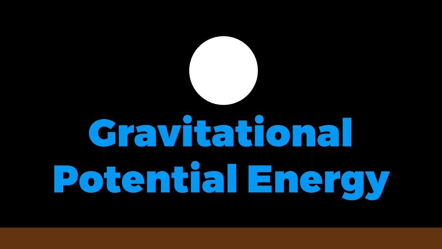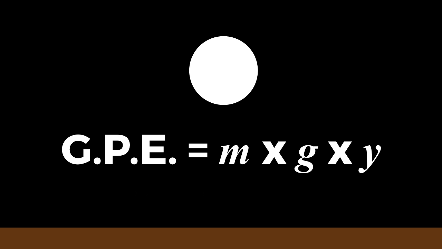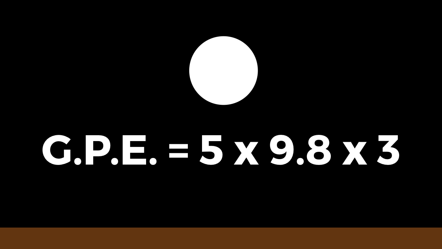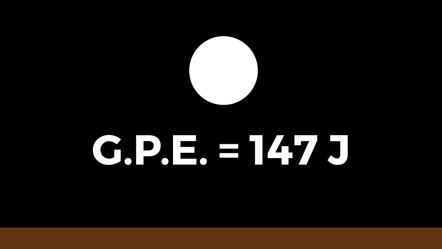And gravitational potential energy, also known as GPE, can be calculated with this simple formula. It's just the mass of the object, m, times the acceleration due to gravity, g, times y, which is the distance at which it is held above the ground. In the case of this object, the gravitational potential energy is going to be m, which is 5, times g, which is 9.8 meters per second squared on Earth, times 3, which is the amount of meters at which it is held above the ground. We can calculate this and we will get 147 joules.